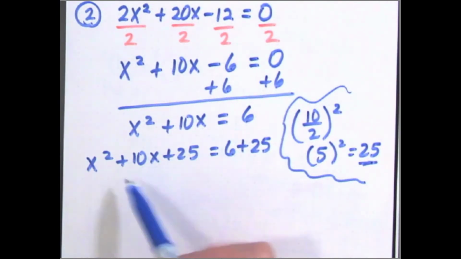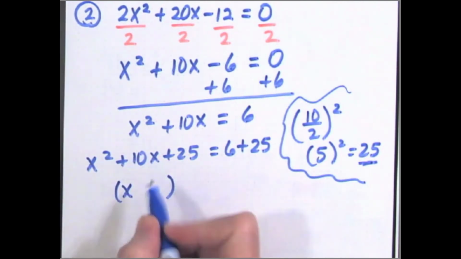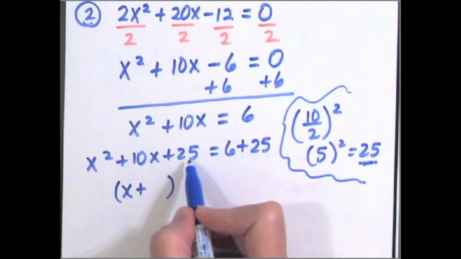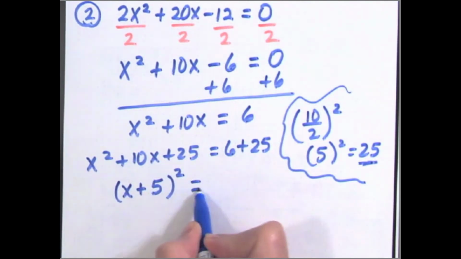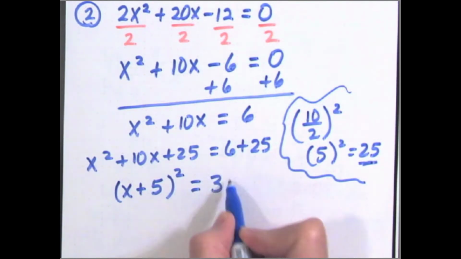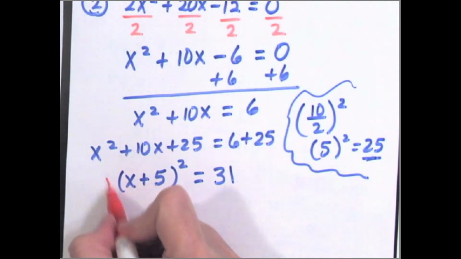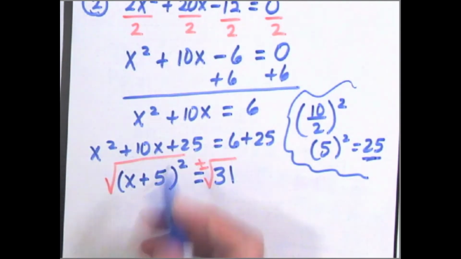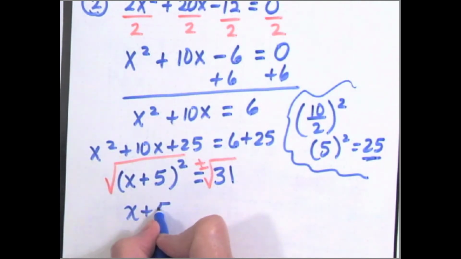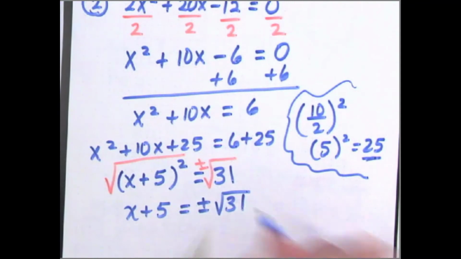Now we're going to write this as a binomial squared. What do we square to get x squared? That'll be x. Keep that middle term. What do we square to get 25? That's 5, quantity squared. 6 plus 25 is 31. Then we're going to undo the square by taking the square root of both sides. So that'll be x plus 5 on the left, plus or minus the square root of 31.